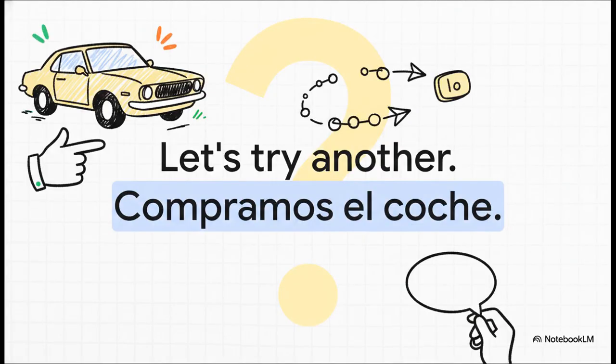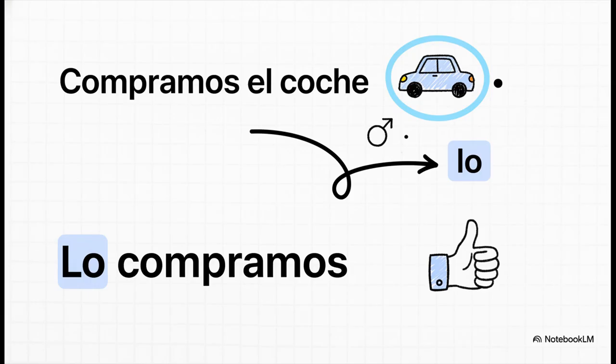Compramos el coche. We buy the car. Okay, take a second. What does this become? Say it out loud. And the answer is lo compramos. Why? Well, el coche is our direct object. It's masculine and singular, so we have to use lo. Then we just pop it before the verb. See? You're totally getting the hang of this.